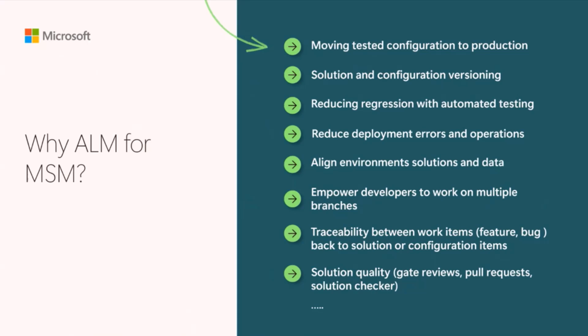Lastly, to improve the quality of your solution, you need to have gate reviews and pull request reviews. There are also some Power Platform tools like Solution Checker that can help highlight any performance or security issues with a release, so that you don't promote the solution without these things being reviewed or addressed.